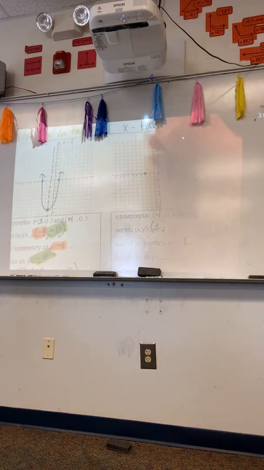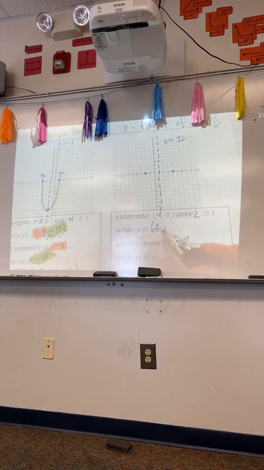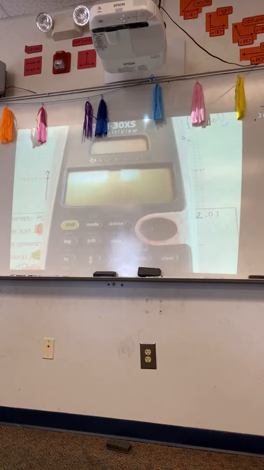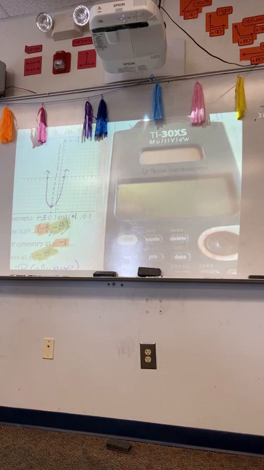So if my axis of symmetry is at x equals 1, that means that my vertex is also somewhere on that axis of symmetry. So now that I know my x, what do I do? Plug it in. Again, it doesn't matter the calculator that you use. Press table. And don't forget to use the negative key instead of the minus key. Put it in.